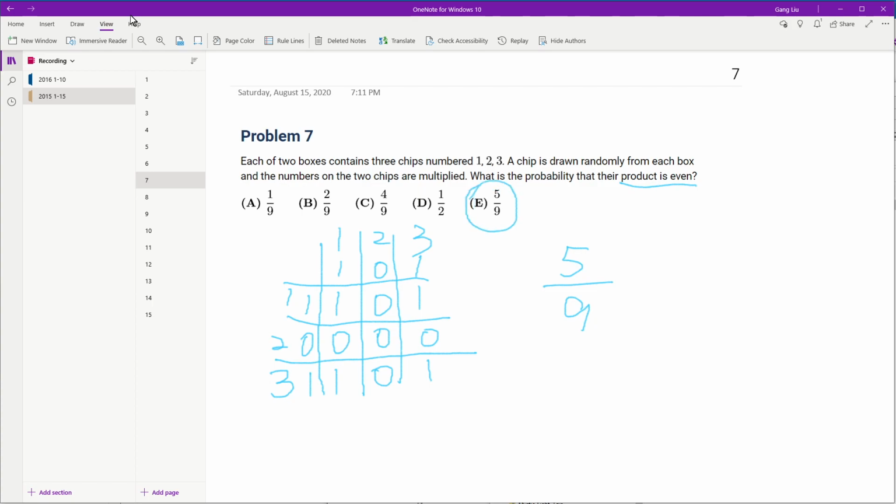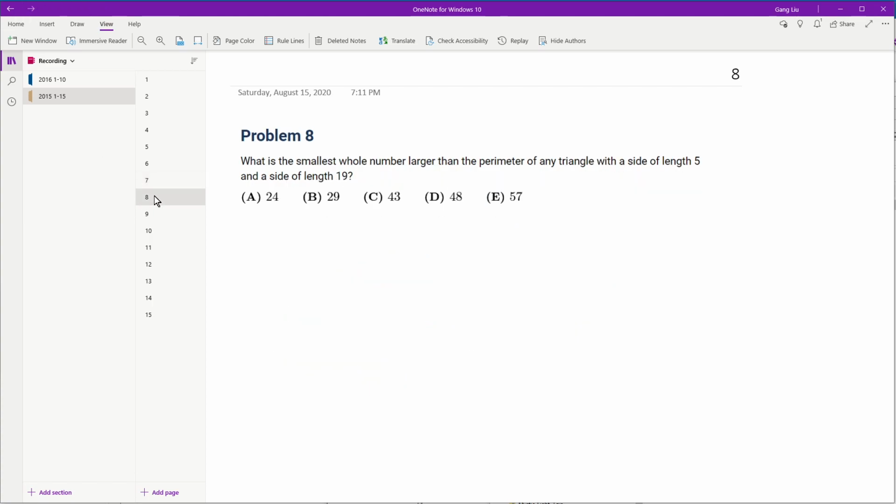Problem 8. What is the smallest whole number larger than the perimeter of any triangle with a side of length 5 and a side of length 19? So this integer is the smallest one, but larger than the perimeter of any triangle. So we should try to construct a triangle as big as possible in terms of perimeter.